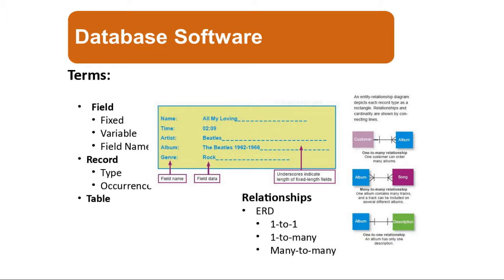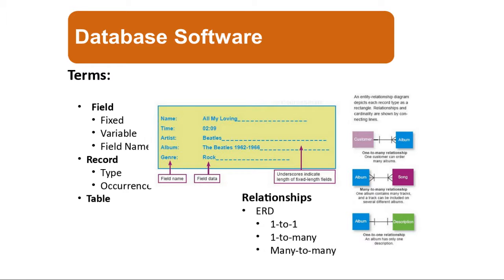So our fields can be fixed in length or variable in length. What I mean by that is that for each record in our table, if it's fixed length, the database will reserve the same amount of space for every record, whether we use it or not. In a variable length field, it will only take what it needs. So let's just take a look at this one right here. This is a record, okay? And this field named album. The album is the Beatles 1962 to 1966.